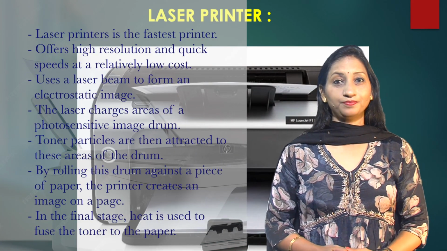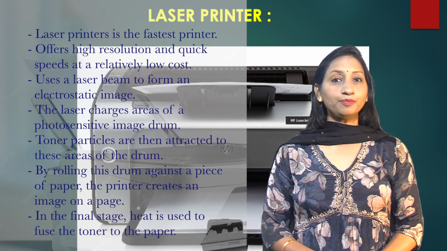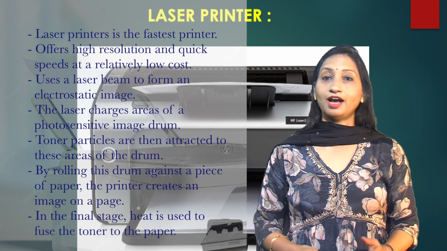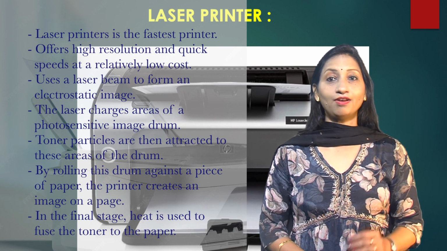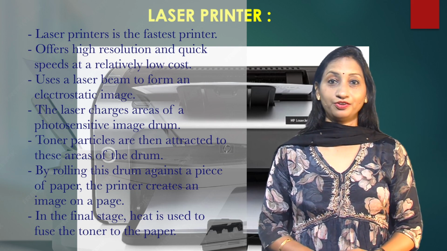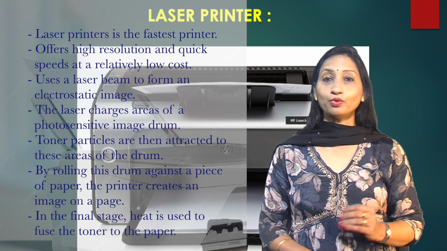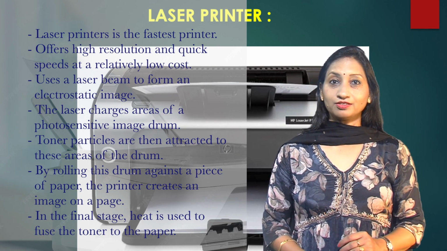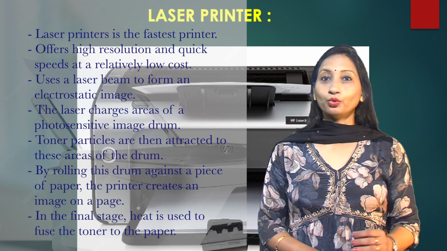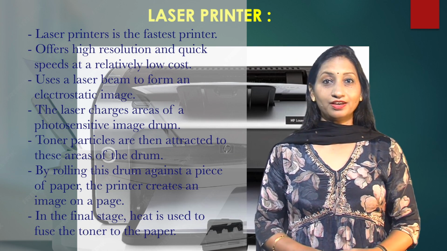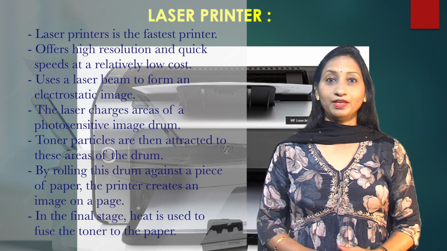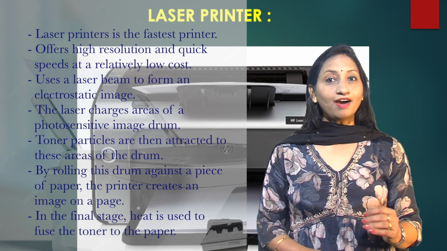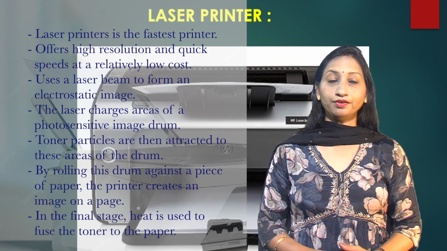Now the laser printer. Among the different types of printers, laser printers remain the fastest and the most efficient way to produce text and images, offering high resolution and quick speeds at a relatively low cost. A laser printer uses a laser beam to form an electrostatic image similar to a photocopier. The laser charges areas of a photosensitive image drum. Toner particles are then attracted to these areas of the drum. By rolling this drum against a piece of paper, the printer creates an image on a paper. In the final stage, heat is used to fuse the toner to the paper.